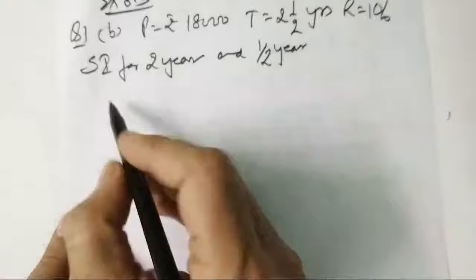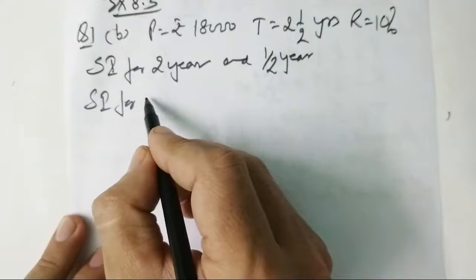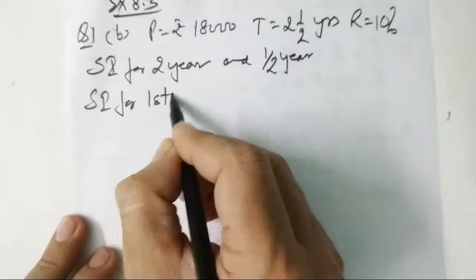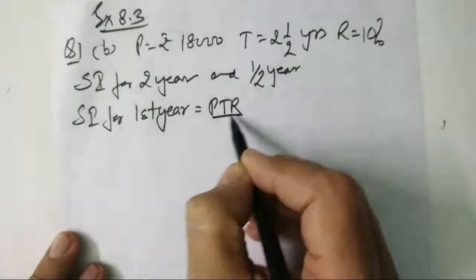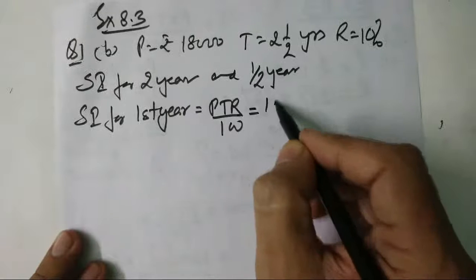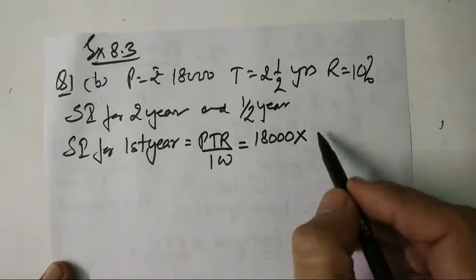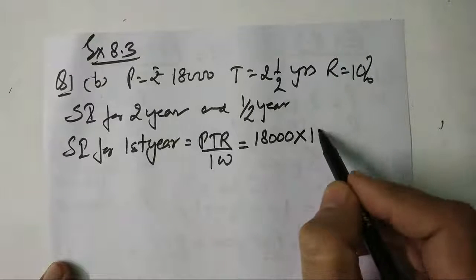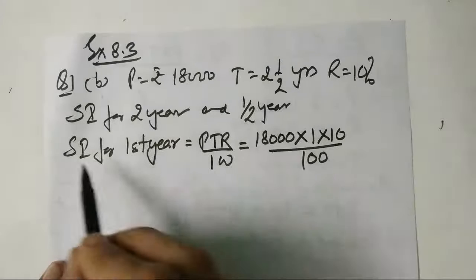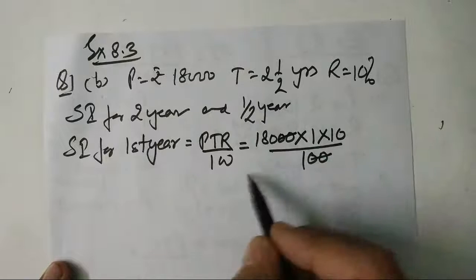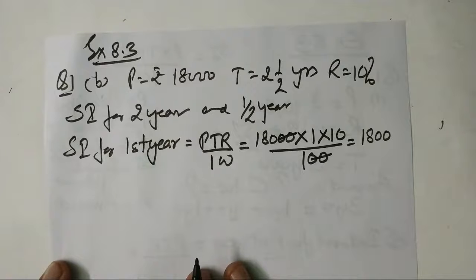So how is it done? Let's see. We will calculate simple interest for the first year. The first year is calculated by PTR upon 100, which is 18,000 into time, the time for the first year is 1, into rate 10 upon 100. This will give you the simple interest for the first year, which comes to 1800.